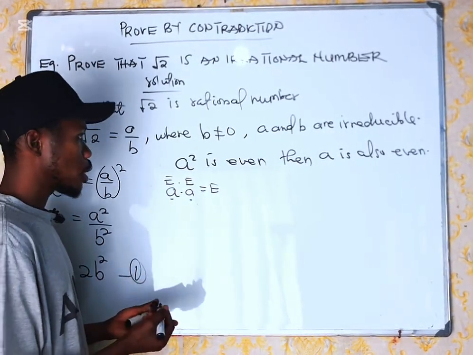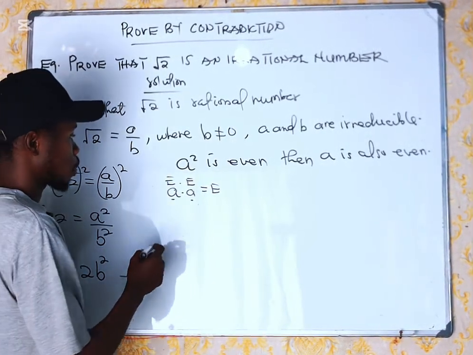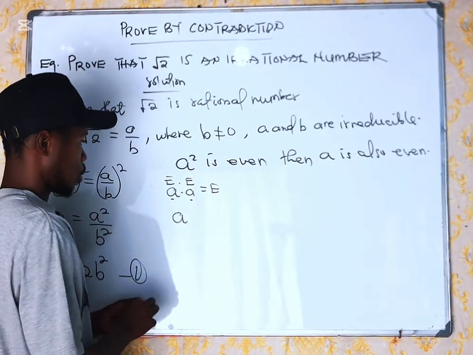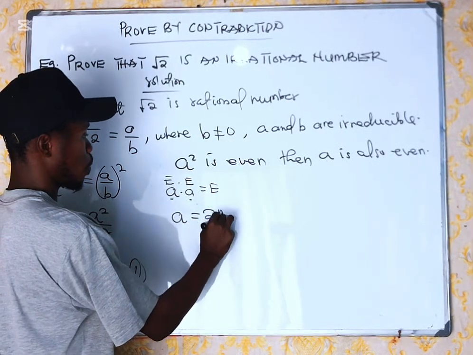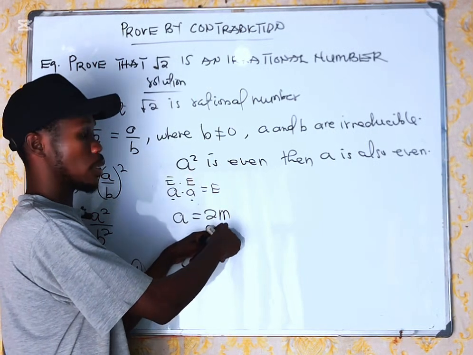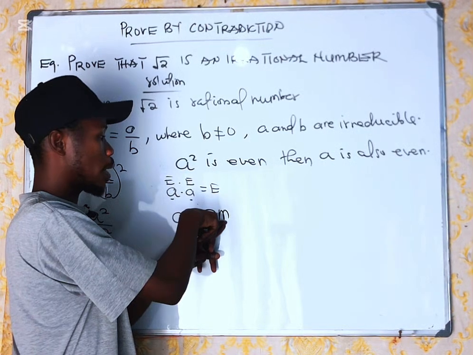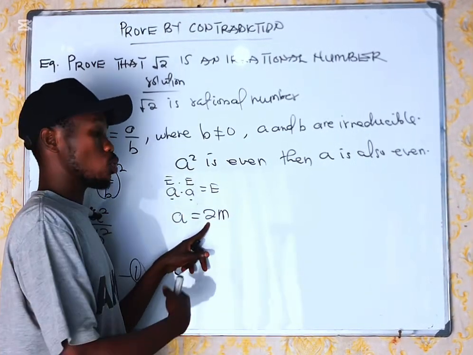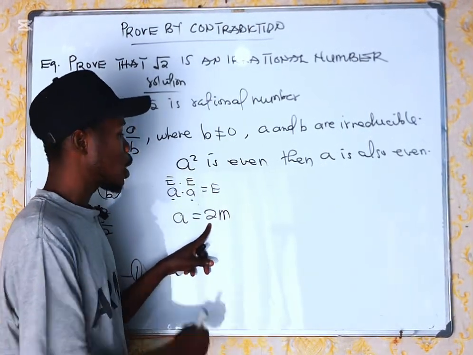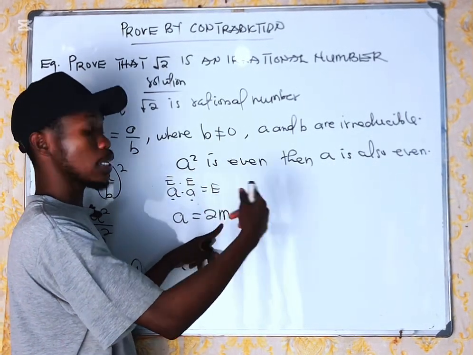Now, if a is even, it means that a is equal to 2m. Now, where is this m coming from? If a is even, then I can assume where m is an integer, okay? I can assume that this m or any integer times 2 will give me even. Because you know that every even number has 2 as a factor. So any integer times 2 will give me even. So I can also define a to be equal to 2 times any integer.